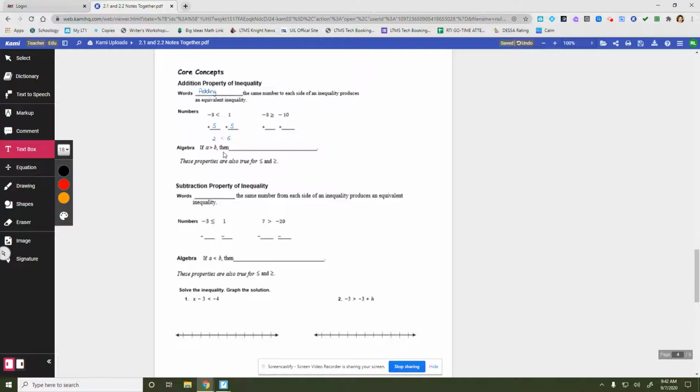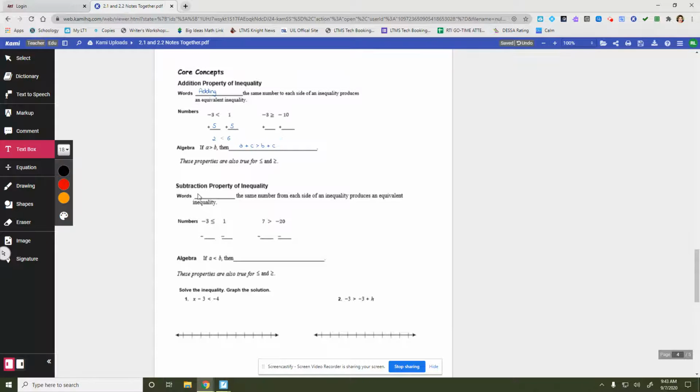So if A is greater than B, for example, and you add some quantity on both sides, then it is absolutely true that A plus that quantity is still going to be greater than B plus that same quantity, right? So if we start off with a statement that is true where A is greater than B, then A plus some quantity is still going to be greater than B plus that same quantity. So that allows us to add the same on both sides of the equal sign.